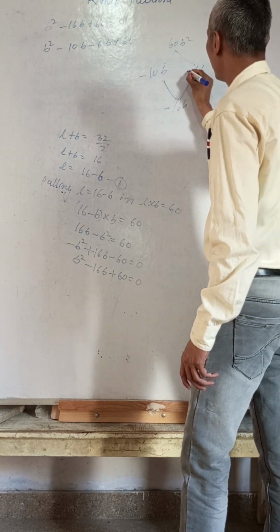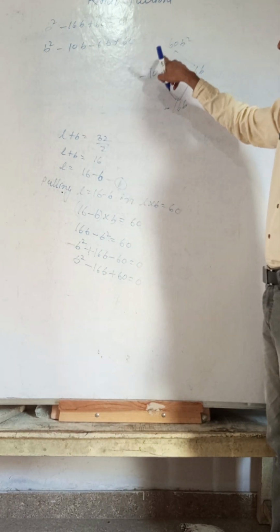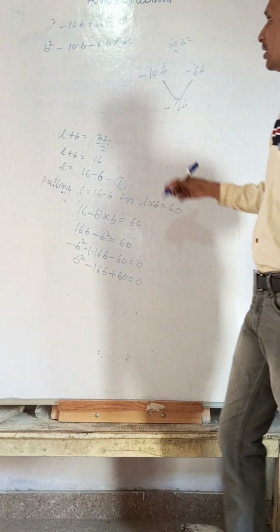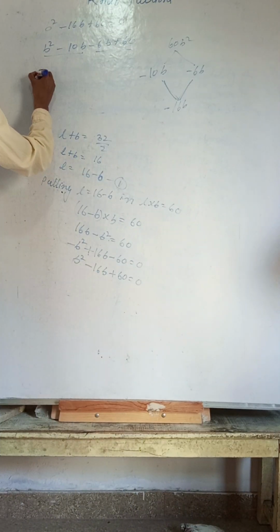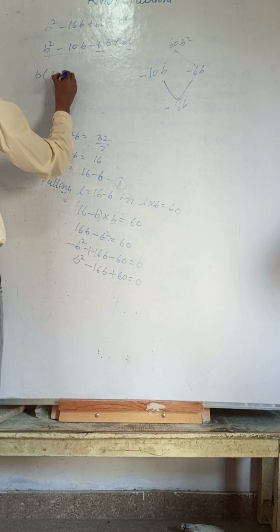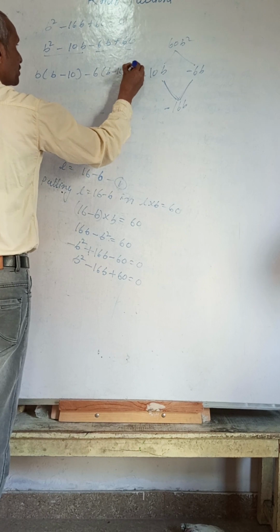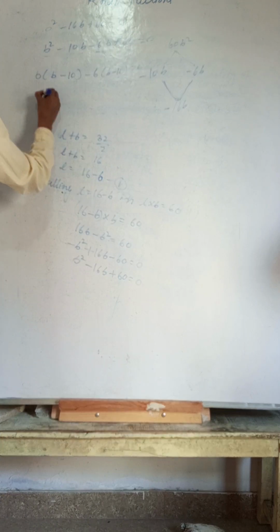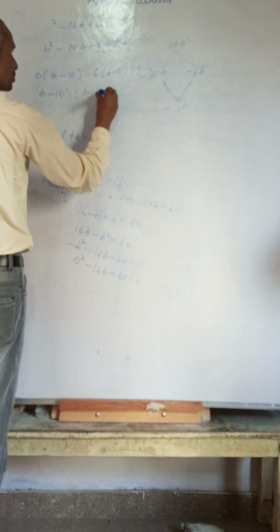Minus is there, so a big number and a small number with minus. Multiplying 10 and 6 gives 60, and adding 10 plus 6 is equal to 16. Since minus is there, we take the common between the two. So b common is taken. What remains? b minus 10 and b minus 6, common taken. So b minus 10 is equal to 0, and b minus 6 is equal to 0.